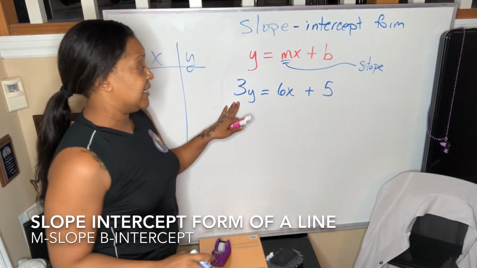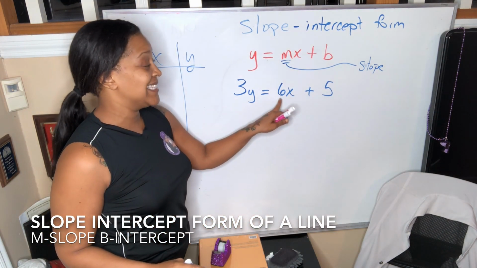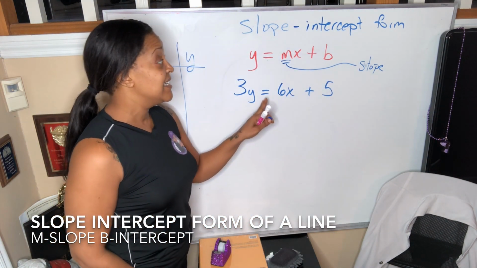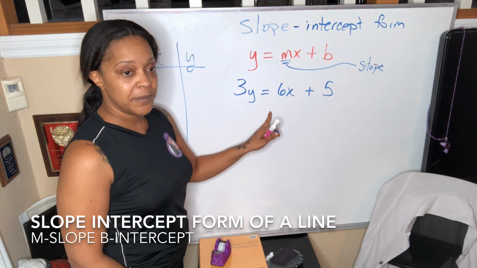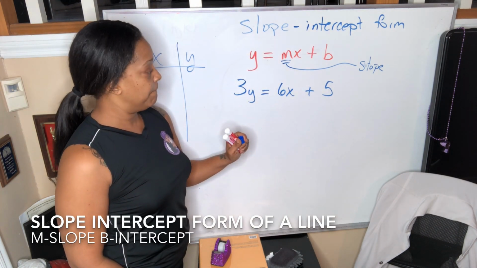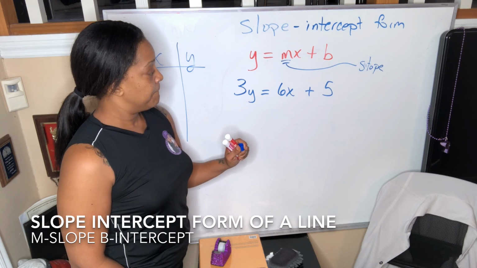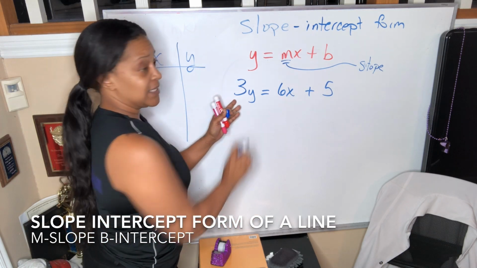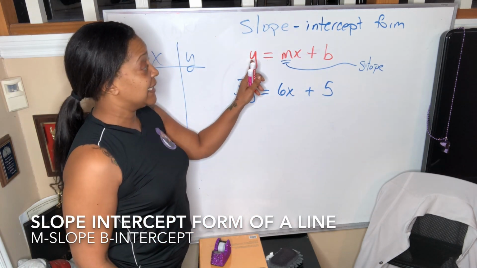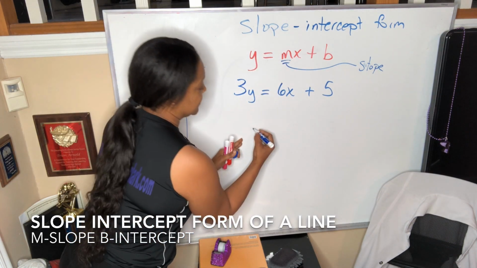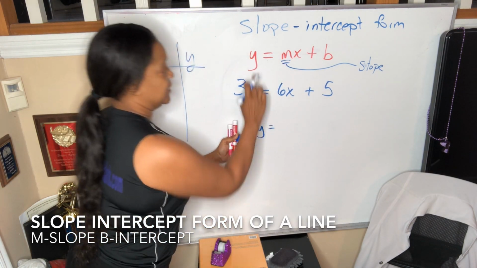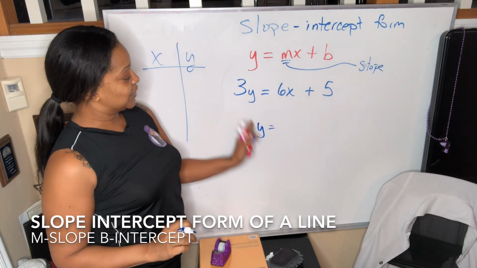Now, is this equation that I have here, 3y equals 6x plus 5, in standard slope intercept form? Is it? It could be if this 3 wasn't here. So how do I make it look like this? Remember, whenever you're solving for something, we want it to look like this, right? So what do I need to do? What's over here with this?